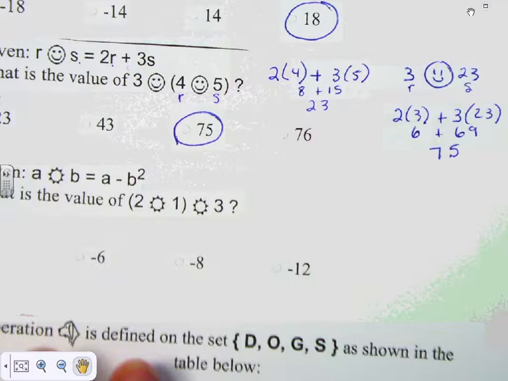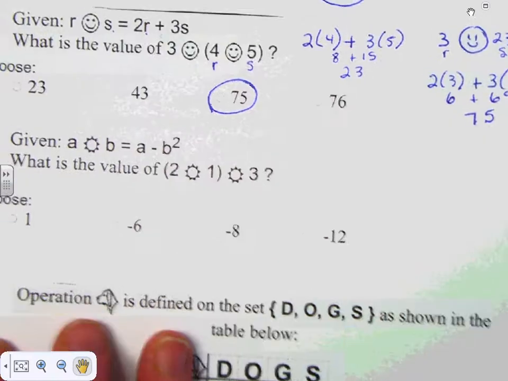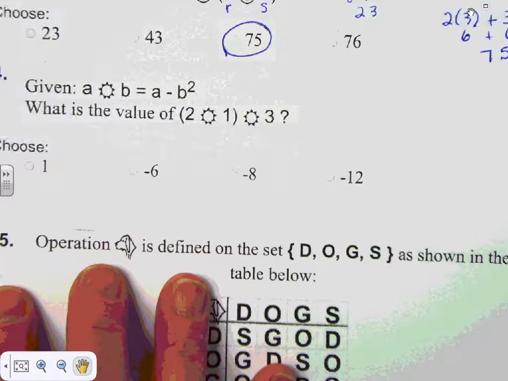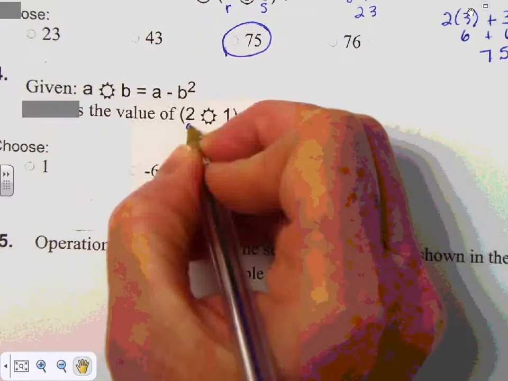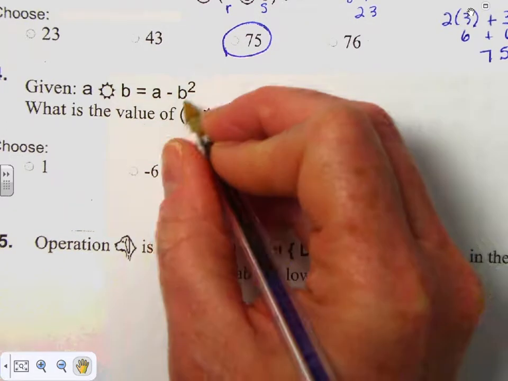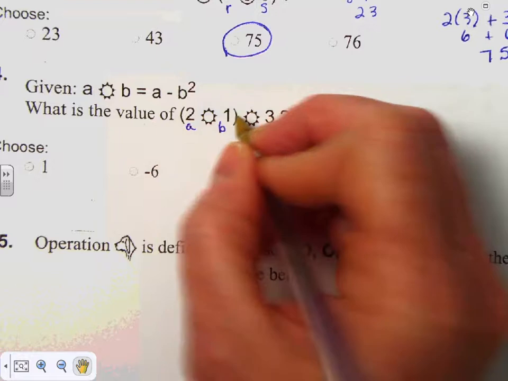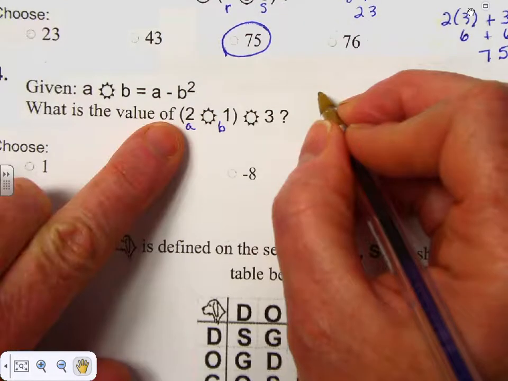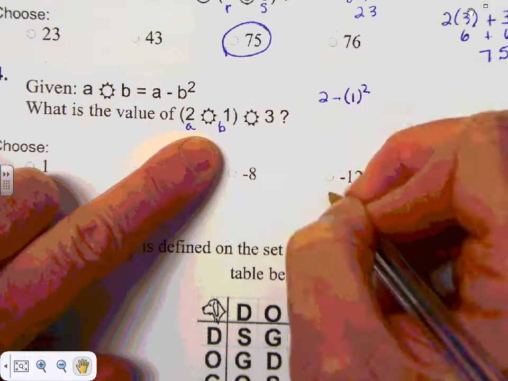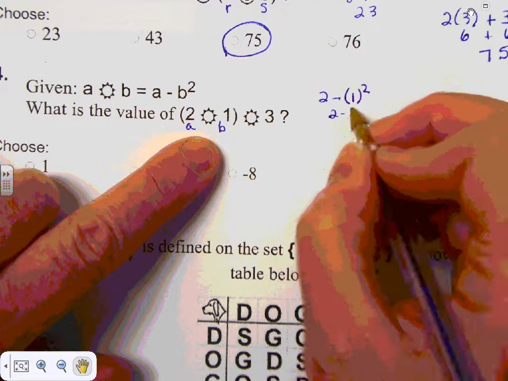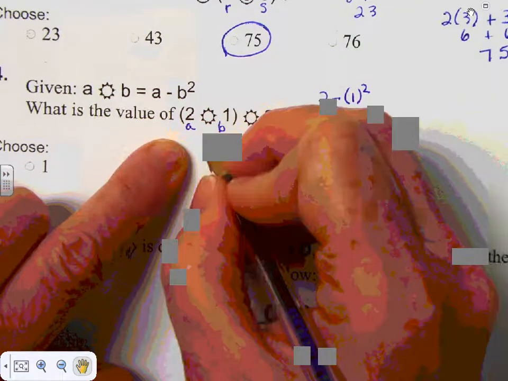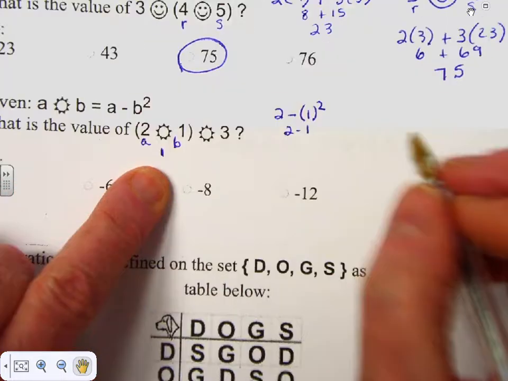Let's look at the next one here. A sunshine B is the same as A minus B squared. So this would be an A. There's the sunshine. This is the B. I have to calculate the parentheses first. So A sunshine B has to be worked first. So 2 minus 1 squared. So what is 2 minus 1? 1. So now all of this first operation turned into the number 1. So now I have 1 sunshine 3.